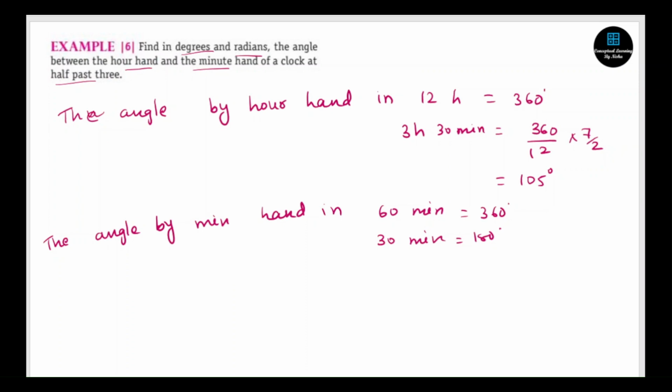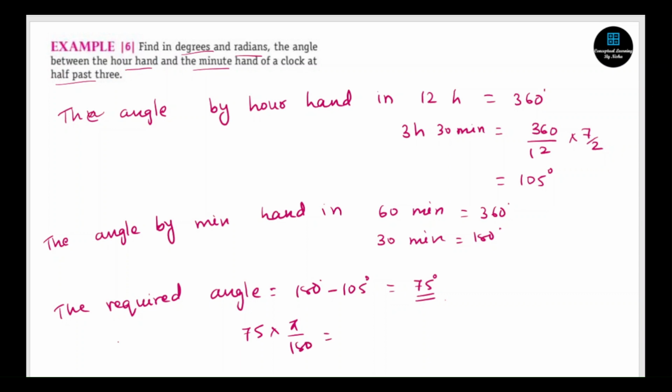So the required angle is equal to 180 degrees minus 105 degrees. So this gives us 75 degrees. The answer in degrees is 75 degrees, and in radians, 75 times pi over 180. So this gives us 5 pi over 12 radian. Alright, perfect.